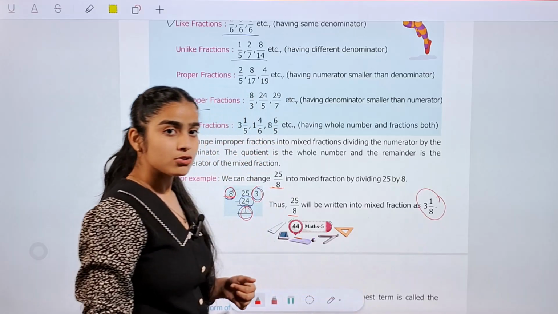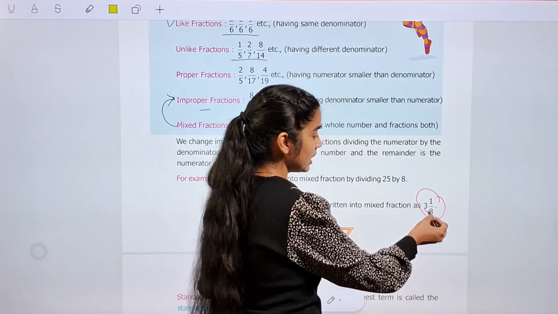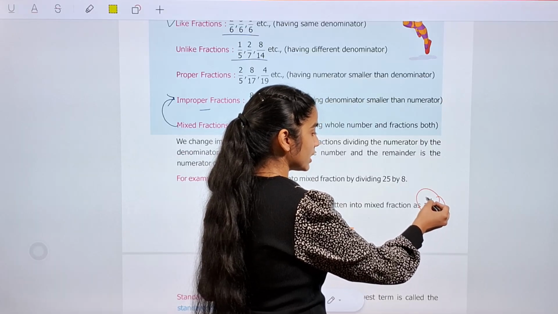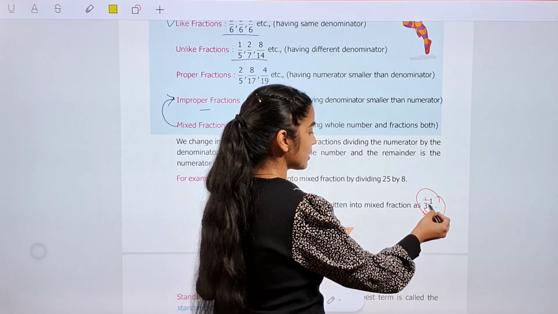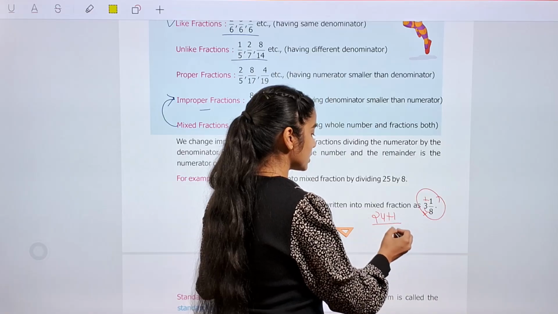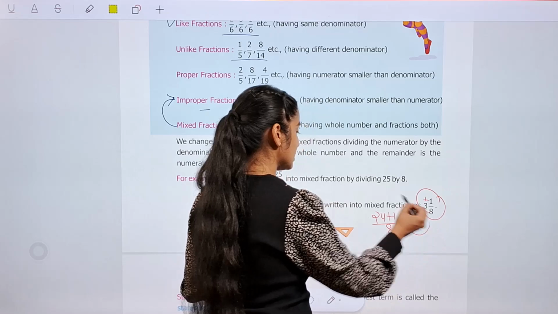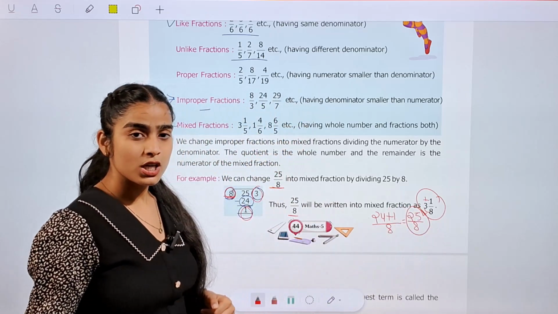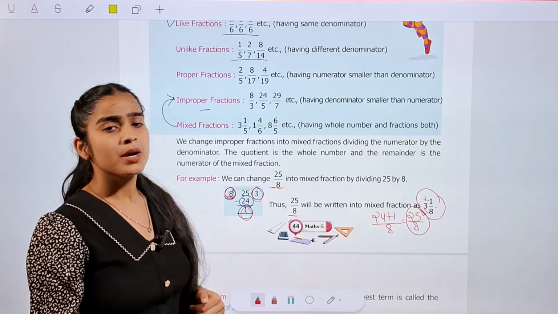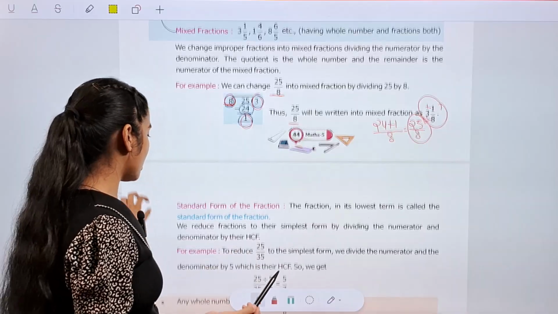You can also convert this mixed fraction back into an improper fraction. 3 eights are 24. You multiply these two numbers, and add the numerator to the product. So 3 multiplied by 8 is 24, and 24 plus 1 is 25. Your answer is 25 upon 8. So you can change a mixed fraction into an improper fraction or an improper fraction into a mixed fraction; it is totally up to you.